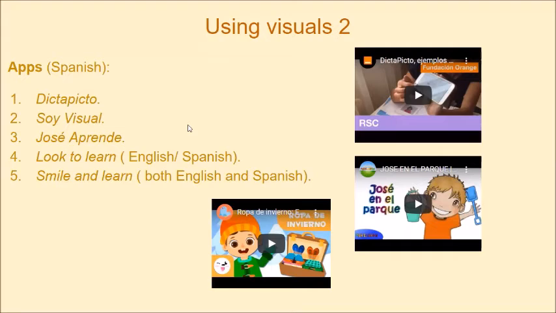Then another one, Soy Visual, is a resource specialized in the use of visuals for children. Jose Aprende is a resource which contains lots of tales in Spanish, accompanied with visuals. And Look to Learn and Smile and Learn are both available in English and Spanish. Smile and Learn, the last one, you can get on YouTube, for instance, and it is a way of explaining concepts to children in a very, very basic way. They can learn about planets, insects, winter clothes. Here is a video you can see, but it's all using images and explaining in a very, very simple way. It's incredible.